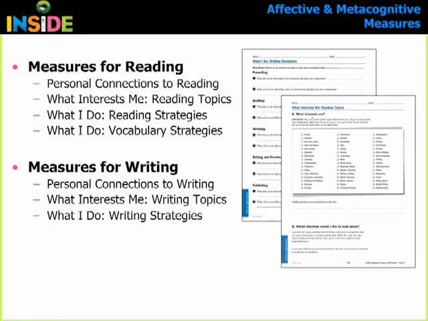The affective and metacognitive measures are found toward the back of the assessment handbook and online. As you can see, there are measures for both reading and writing. All of the information I have just shared regarding the Insight assessments comes directly from the front of the assessment handbook. Be sure to take some time reading through this information and finding the assessments that will work best for you.